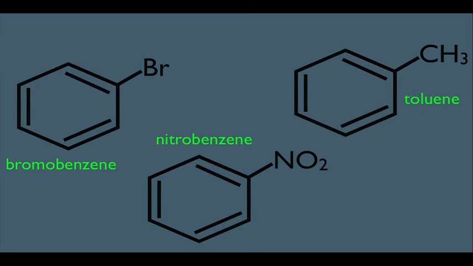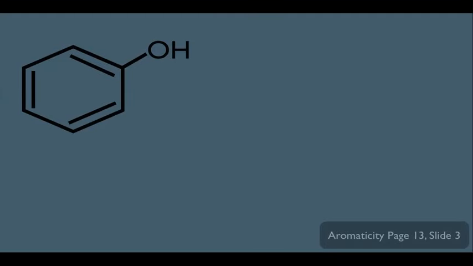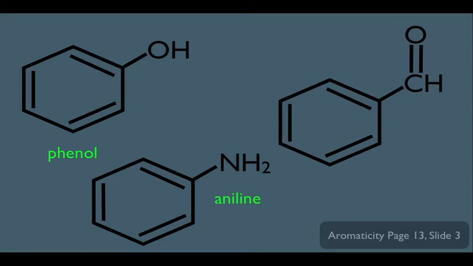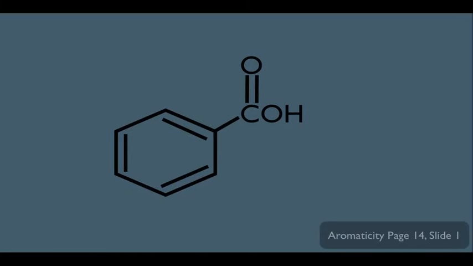But let's look at some more very common ones. You should also know the name of this molecule right here. This is called phenol, the OL ending meaning that it's an alcohol. This molecule right here happens to be called aniline. And here's another popular one here. It has an aldehyde connected to a benzene ring, so it's called benzaldehyde. And the last popular one we should know here is this one right here. It's got a carboxylic acid connected to a benzene ring, so it's simply called benzoic acid.